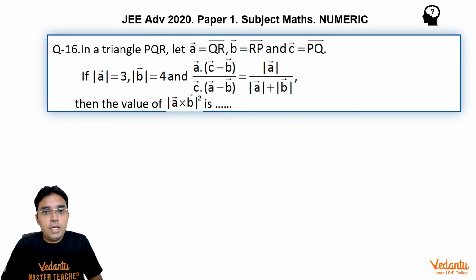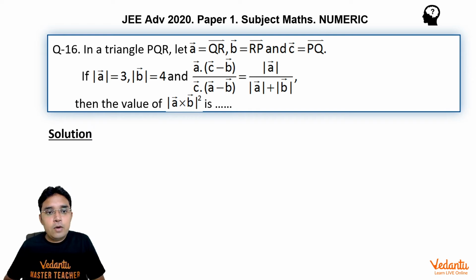In a triangle PQR, let A be QR, B be RP and C be PQ. If mod A is 3, mod B is 4 and (A dot C minus A dot B) upon (C dot A minus C dot B) equals mod A upon (mod A plus mod B), then find the value of (A cross B) whole square. Let us see how to solve this.